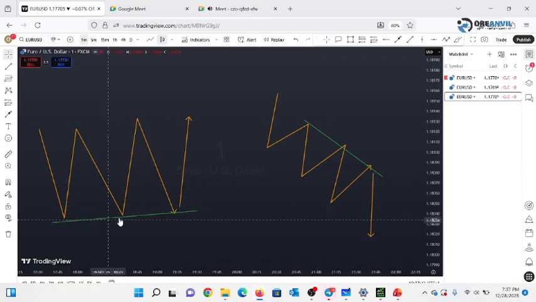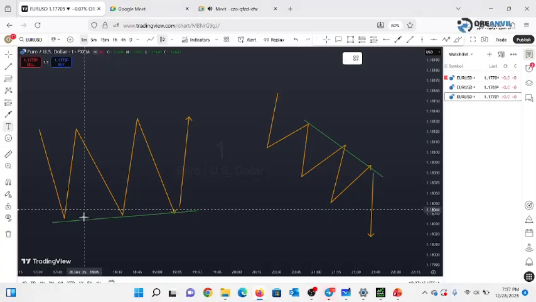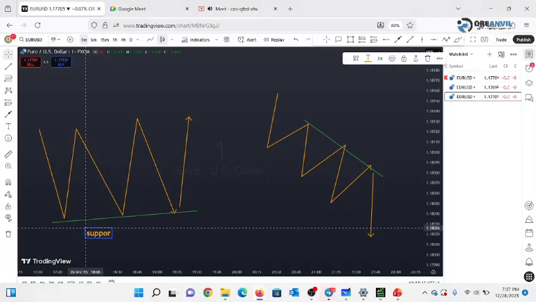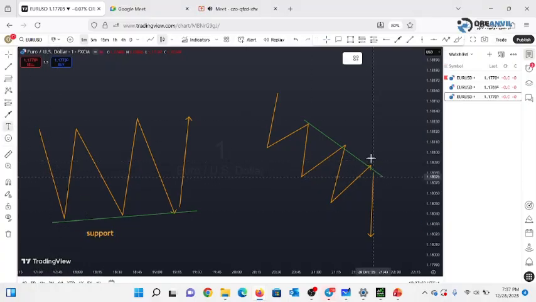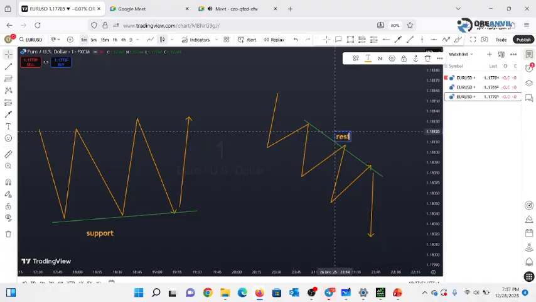So this low you are seeing here, the market touch multiple times, what we call a support. Why this high you are seeing here, where market touch multiple times, is called a resistance.